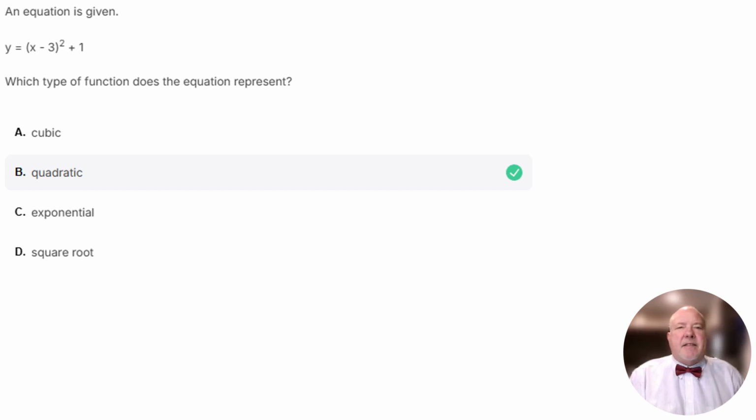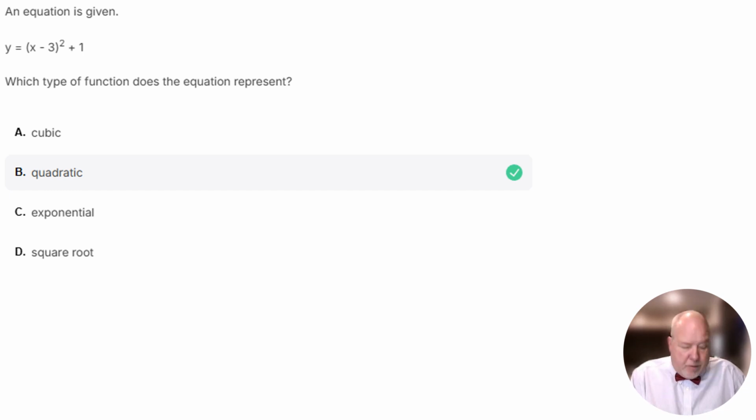This question is asking us what type of function this equation represents. So if you remember something in particular, then it makes this really easy. And that something is the vertex form of a quadratic equation. So what they did is they gave us an equation in vertex form.